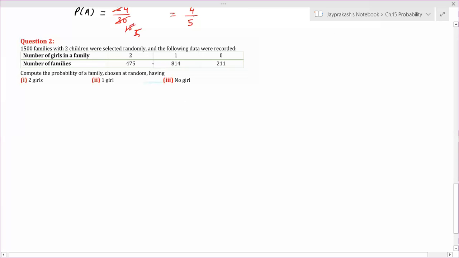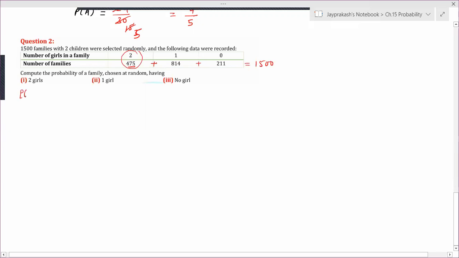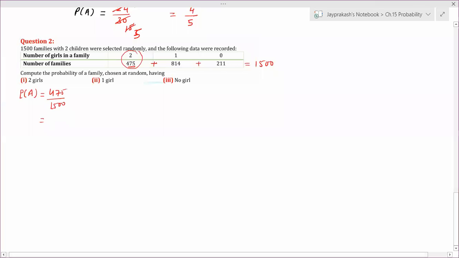So in this case, first we have to find the total number of families. The addition of these two families is 1500. Now the first question is to find the probability of having two girl children. So the number of girls in a family is two. So we have the favorable outcomes. Suppose we take it as set A or event A. So we have 475 upon 1500. Now write it in the simplest form.